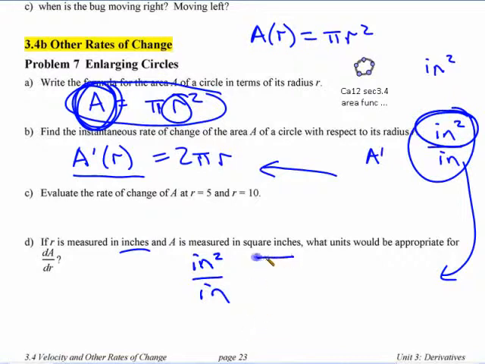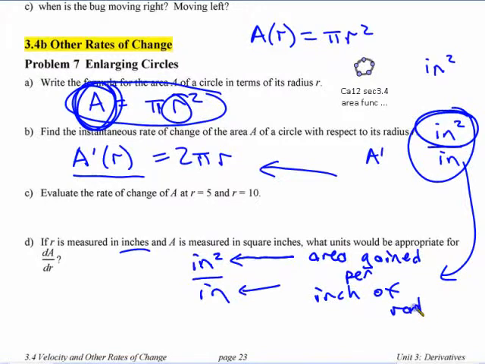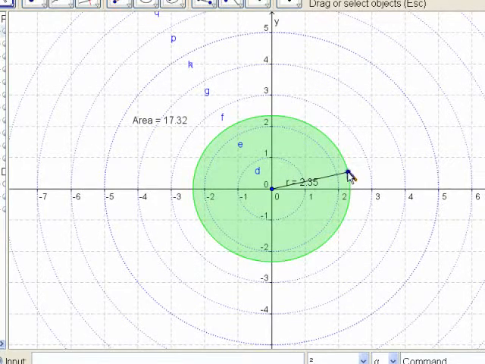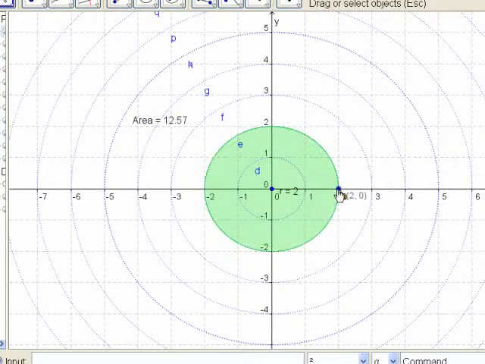It's telling you how much area are you gaining per inch of radius that you gain. Okay? This is the area gained per inch of radius. It's like the speed that the circle is getting bigger. It's hard because you're not comparing it to time, you're comparing it to the radius. It's measuring how much area are you gaining per inch of radius.